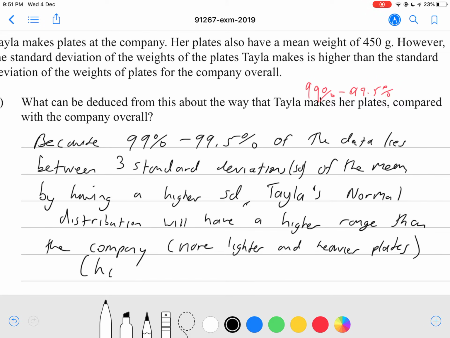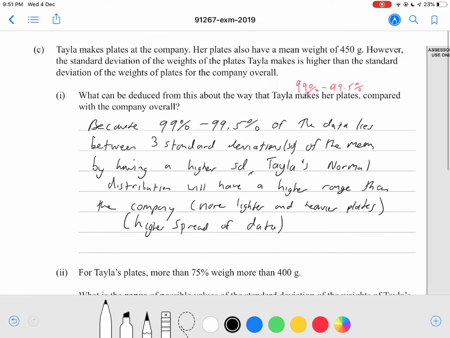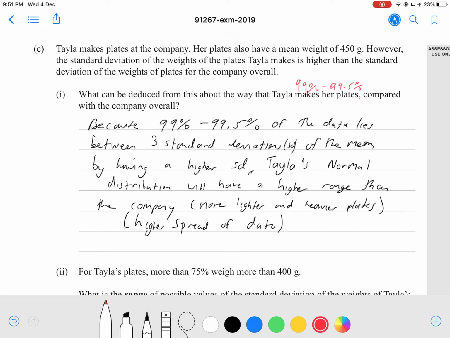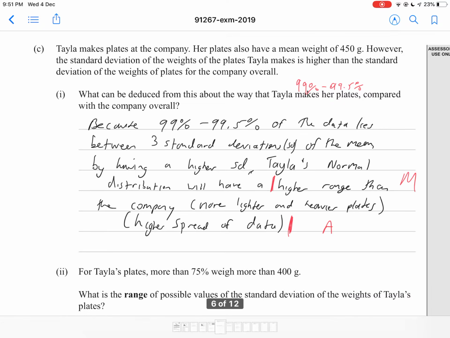So basically, you can just say a high spread of data. Alright, so I think this should be a merit level question here. And to get an achieved, you can maybe just make a statement that it will have a higher range in the company. Maybe up to here actually. So maybe just this part might get you an achieved.